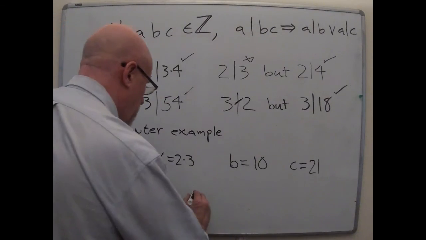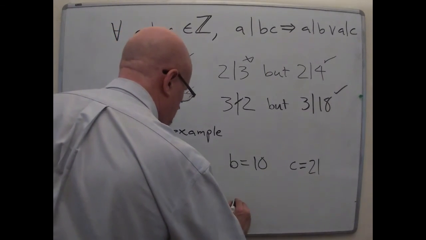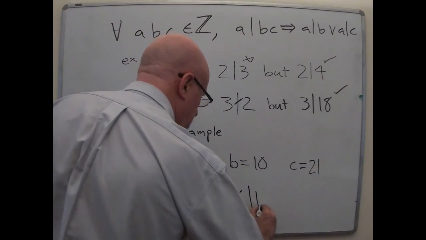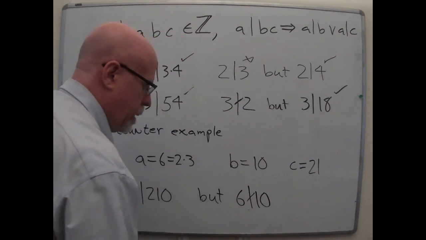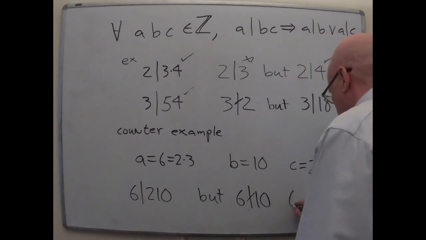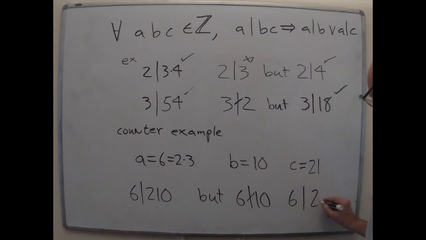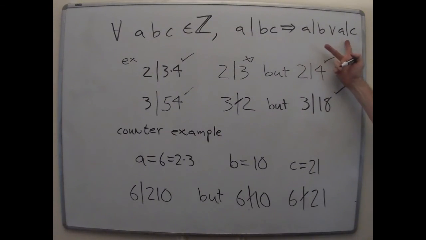6 divides 210, but does 6 divide 10? No, it does not. And does 6 divide 21? Nuh-uh. So neither A divides B nor A divides C are true in this scenario.